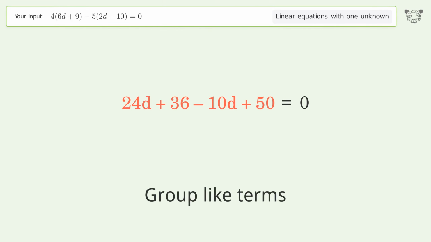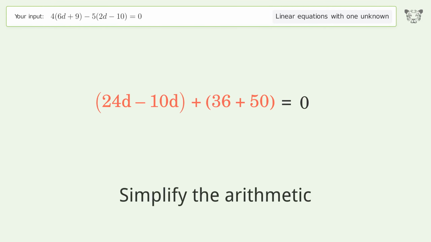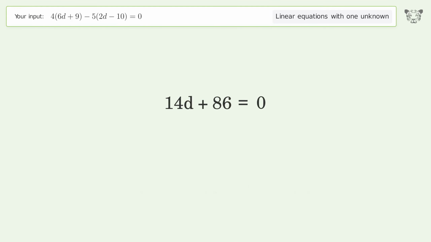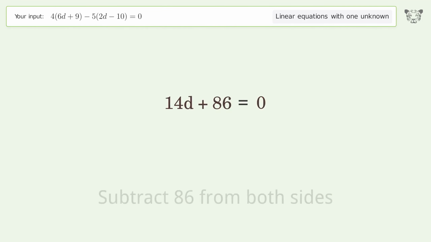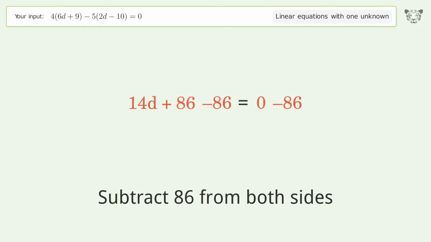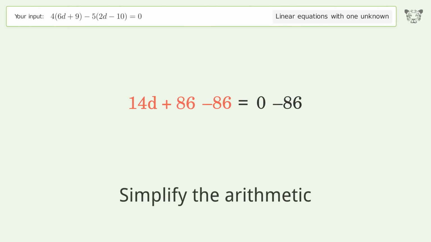Group like terms. Simplify the arithmetic. Group all constants on the right side of the equation. Subtract 86 from both sides. Simplify the arithmetic.